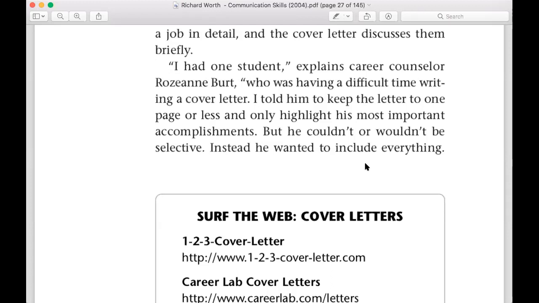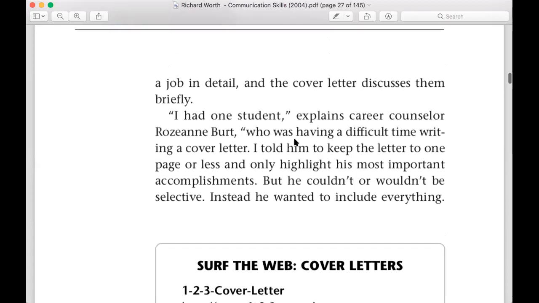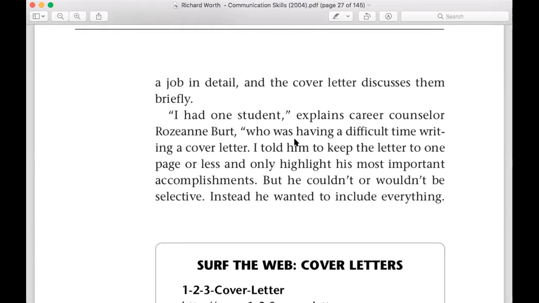Ma'am, should I start? Yeah, sure. Okay, ma'am, it is about a student who was to join, who is explaining a career counseling. He's having a difficult time writing a cover letter, and he was told to highlight the important points and write a cover letter, but he couldn't do that, and he just wrote everything. He included everything instead of writing the important points. So his cover letter was not accepted, and that's it. Great. That's great.